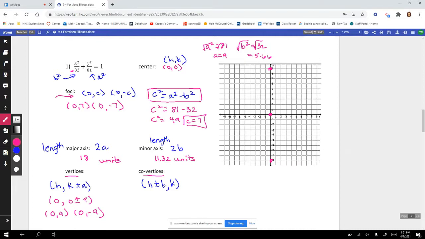Okay, our co-vertices goes along with the minor axis. So we have 0 plus or minus 5.66. And our y value there is going to be 0. So we have 5.66, 0, and negative 5.66, 0 as well. So right about here, again, we're estimating, and right about here.